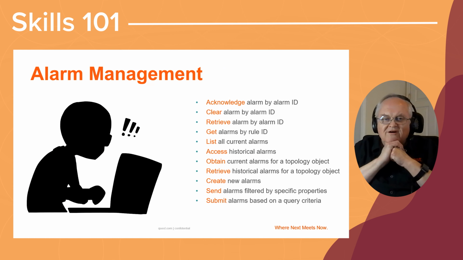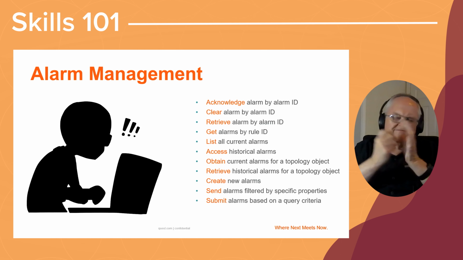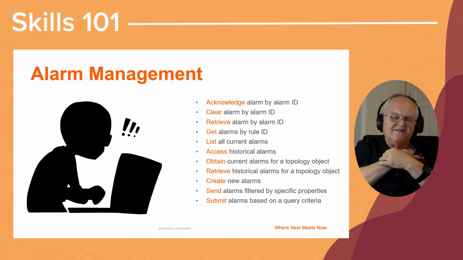You can acknowledge an alarm. You can clear an alarm. You can retrieve the alarms. You can get alarms. All that's by rule ID or by alarm ID, so you have to know that ahead of time, but you can query those and find those. You can list all the current alarms. Show me a list of all of the current alarms in the system, or show me a list of all the alarms that are greater than warning, or anything like that. You can look at that and then use that.